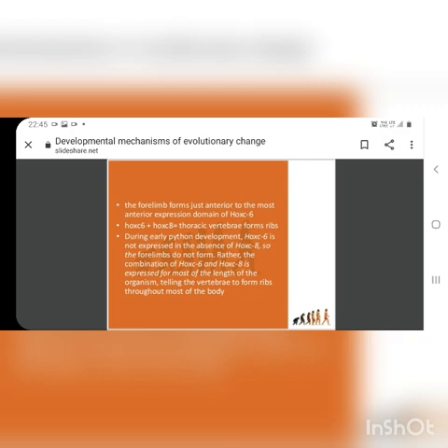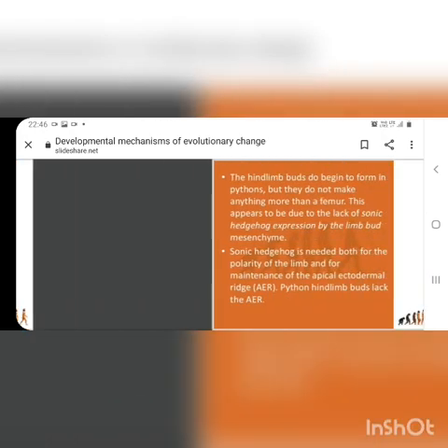So, to sum up, the forelimb forms just anterior to the most anterior expression domain of Hox C6. Hox C6 plus Hox C8 causes the formation of thoracic vertebrae bearing ribs. During early python development, Hox C6 is not expressed in the absence of Hox C8, so the forelimbs do not form. Rather, the combination of Hox C6 and Hox C8 is expressed for most of the length of the organism, telling the vertebrae to form ribs throughout most of the body.